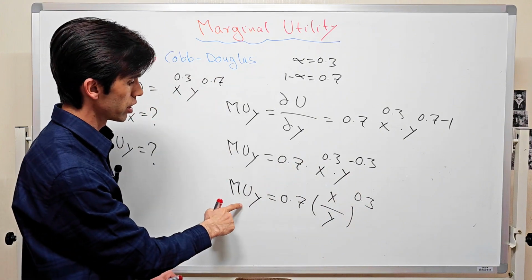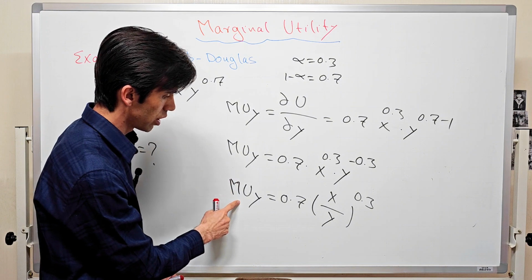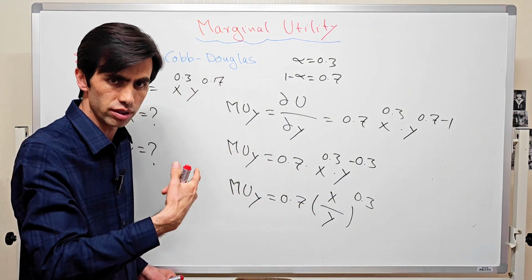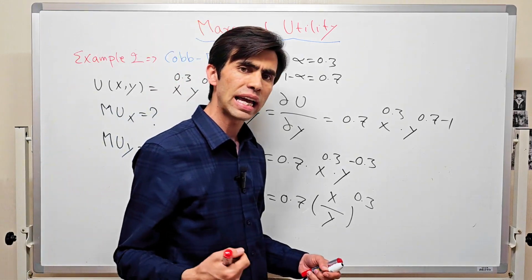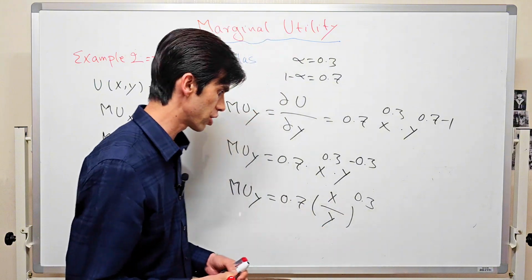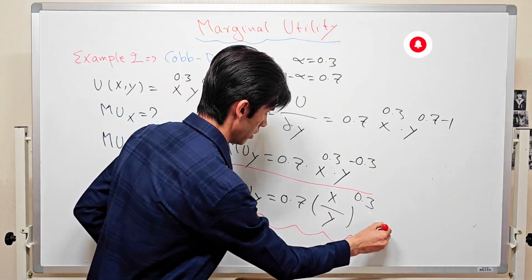Again, as we had for x, the marginal utility of y depends on how much x and y consumption we already have. So the marginal utility of y and x in the case of the Cobb-Douglas utility function is not fixed. It depends on how much x and y we have in our consumption.